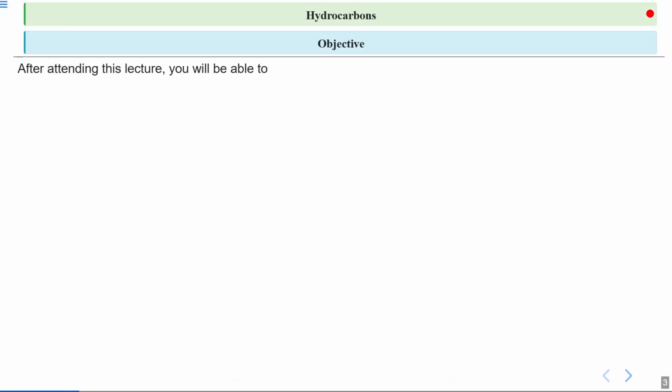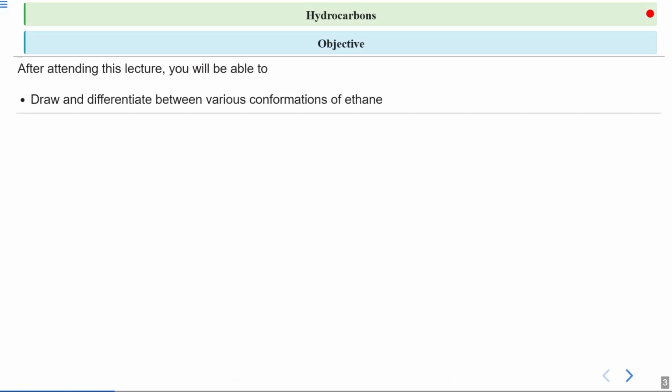After attending this lecture, you will be able to draw and differentiate between the various conformations of ethane. So, your ethane can exist in multiple spatial orientations, which we will define later. They are called conformations of ethane, and they vary from one to another in terms of their energy.